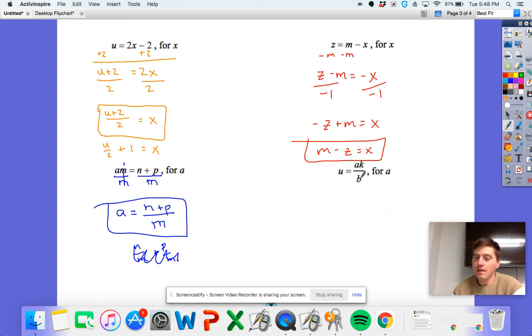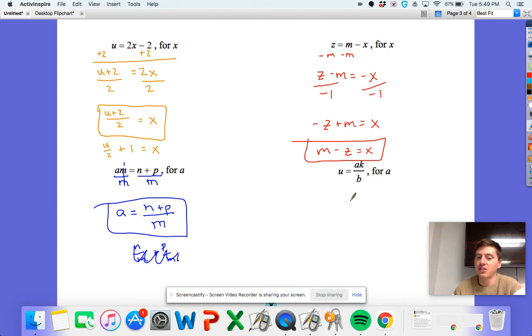So lastly, we're solving this for A. Again, we're just doing inverses, right? So if we're dividing by B, we can multiply by B on both sides. So B times U is A times K. Since we're multiplying, we can divide by K on both sides, and B times U divided by K is equal to A.